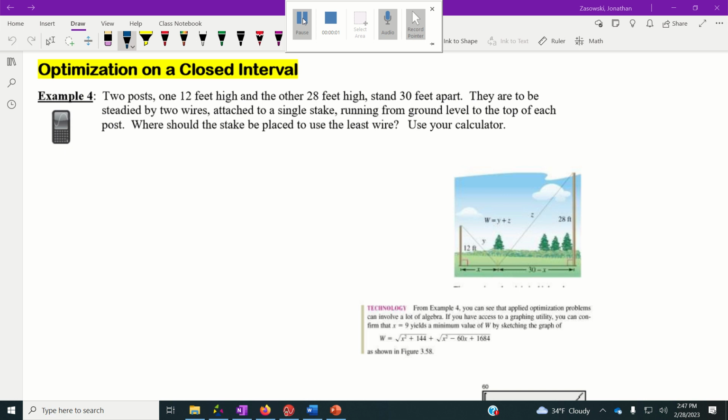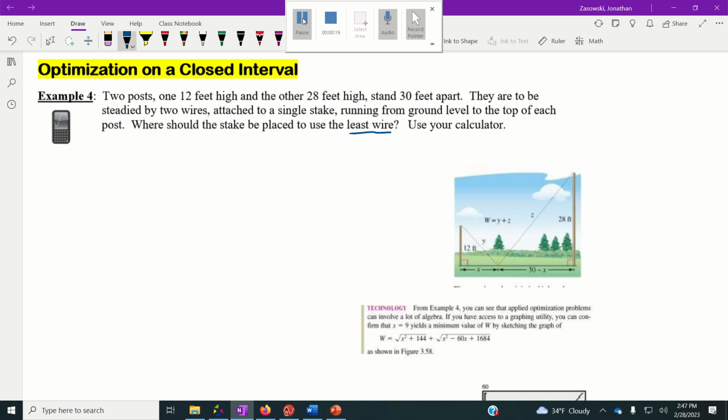All right, taking a look at example 4, we have two posts. One is 12 feet high over here on the left. The other one is 28 feet high, and they are 30 feet apart. They are to be steadied by two wires attached at a single stake that's running from the ground level to the top of each post. Where should we place the stake to use the least amount of wire?